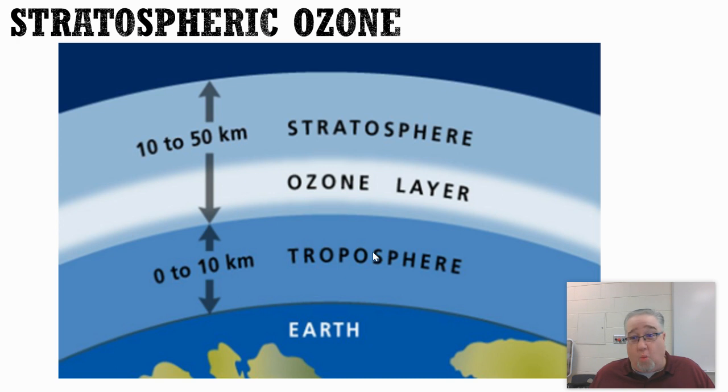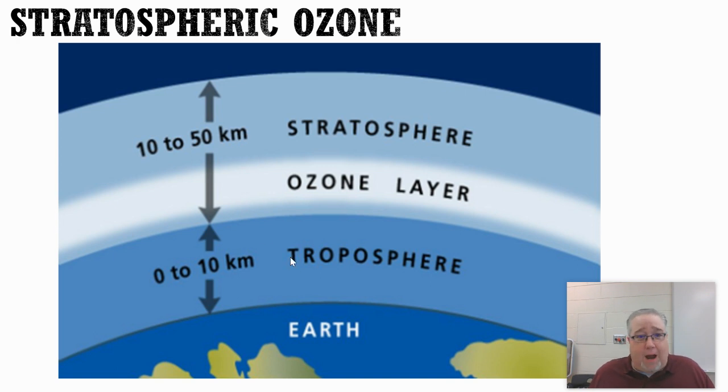This is where all of our weather happens. Our airplanes pretty much fly at the upper regions of the troposphere. So unless you're going to go in a spaceship and go into outer space, you're pretty much going to live your entire life in the troposphere.